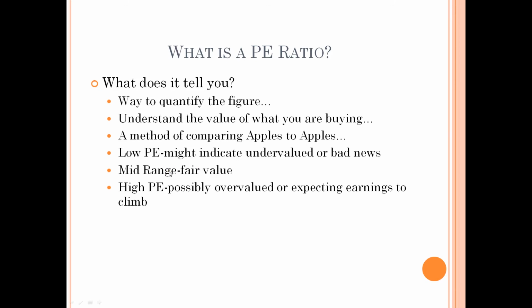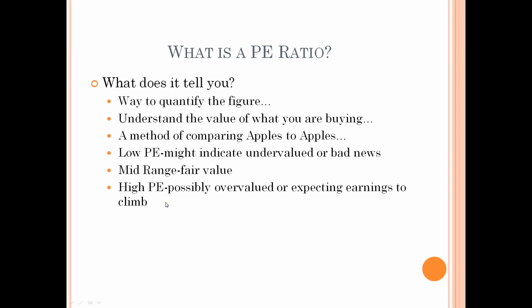Now, if it's in the mid-range, and I'm going to call low PE ratios maybe 10 and below, mid-range maybe 10 to 17, it could just mean that the stock price is fairly valued. It's not set in stone. There's a lot of things you've got to take into consideration, but maybe 10 to 15 or 17 could indicate a fair value PE ratio.